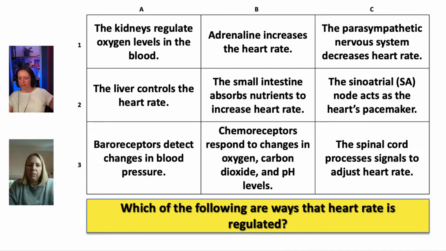I'm also thinking, Lynn, that B2, the small intestine absorbs nutrients to increase heart rate. I think the small intestine does absorb nutrients, but that's not the purpose. The purpose is to provide nutrition to your body. So I think that one is wrong as well. We're going to rule that one out as well. And then the other one that I would definitely rule out is C3, the spinal cord processes signals to adjust heart rate. The spinal cord transmits signals, but as far as I'm aware, it doesn't do any processing. That happens in the brain.